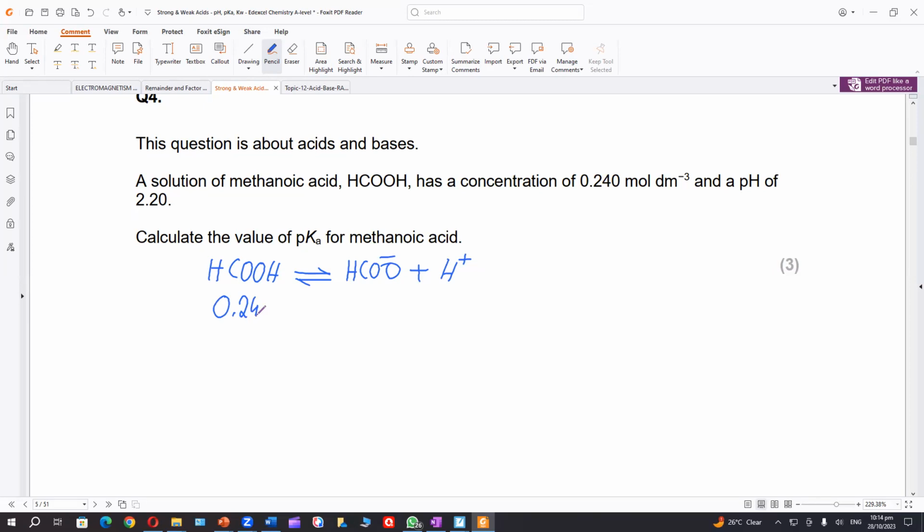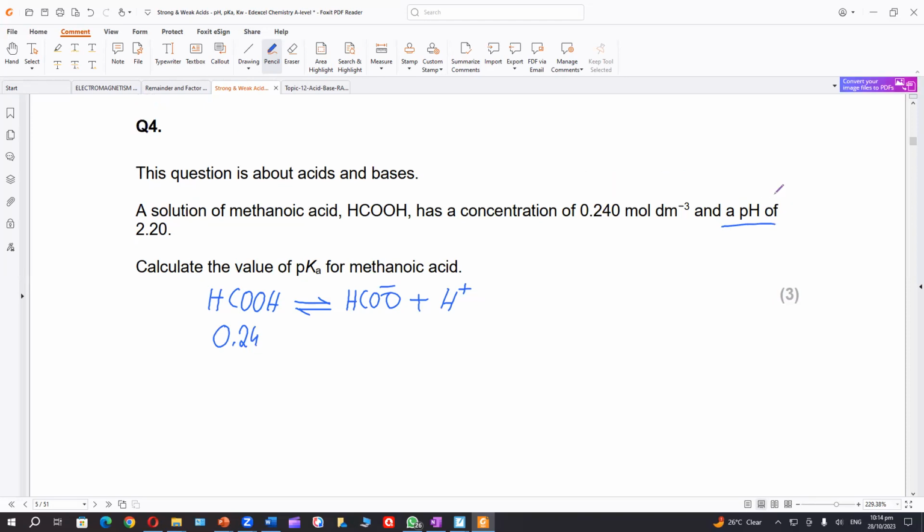No, it's a weak acid. Fair enough, yeah, you can do that. But there's no other value given besides the pH. He has given us the pH. Yeah, fair enough. 2.20 equals minus log H plus. Minus log.